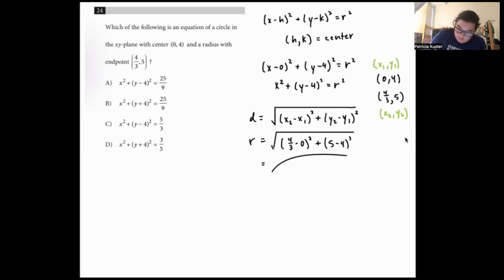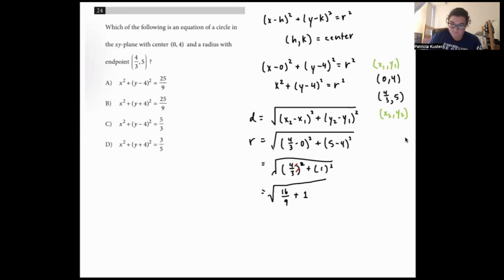It's just simplifying. 4/3 minus 0 is just 4/3, and 5 minus 4 is 1. A key point is that whenever you're squaring a fraction, or taking the root of a fraction even, you have to remember to square both the numerator and the denominator. So here it turns into 4 squared over 3 squared, which is 16 over 9, plus 1 squared, which is obviously just 1. Then you have to simplify that, so you have to combine these fractions. I'm going to turn 1 into 9 over 9 to make it match. Then I can add the numerators.